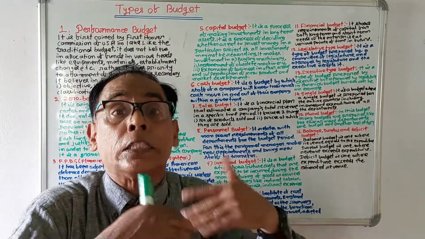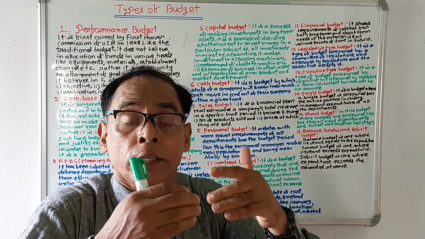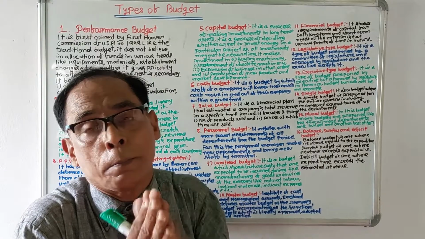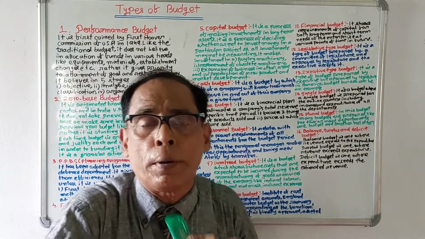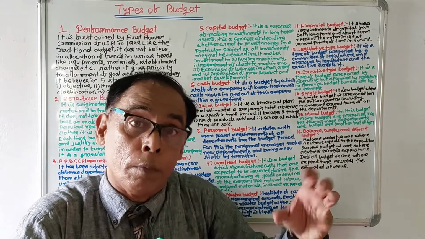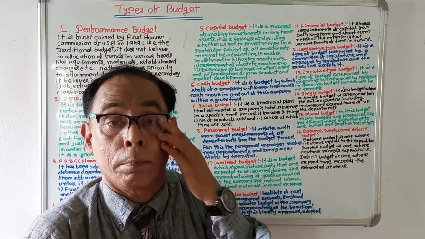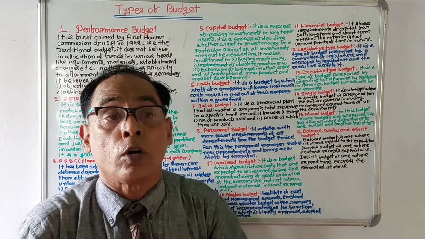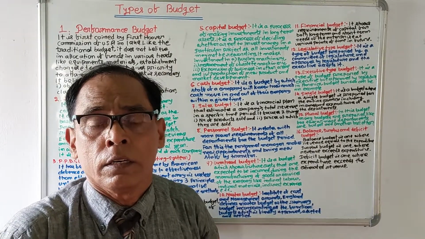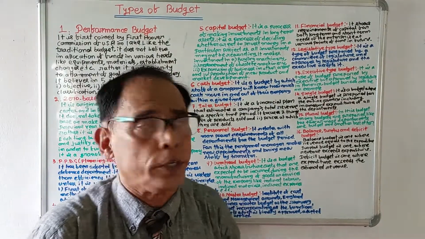These are the capitals which are required for a company. Because whenever a company manufactures goods, it requires money in the short term, and it requires money in the long term. So financial budget speaks about long-term and short-term requirement of capital for the production of a commodity.